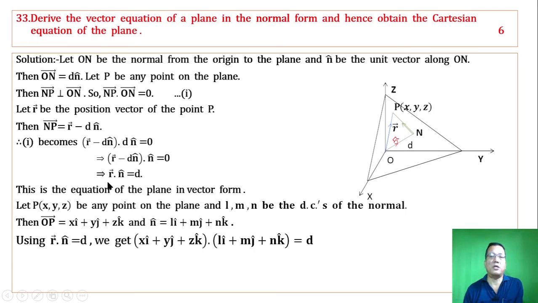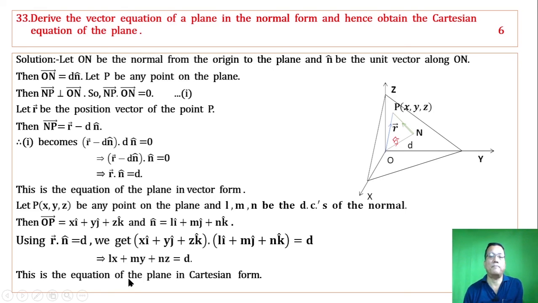Substituting the values in the equation, we get this dot this equal to d. The scalar product is l times x plus m times y plus n times z equals d, which is the Cartesian equation of the plane. This is the equation of the plane in Cartesian form. Hence proved.